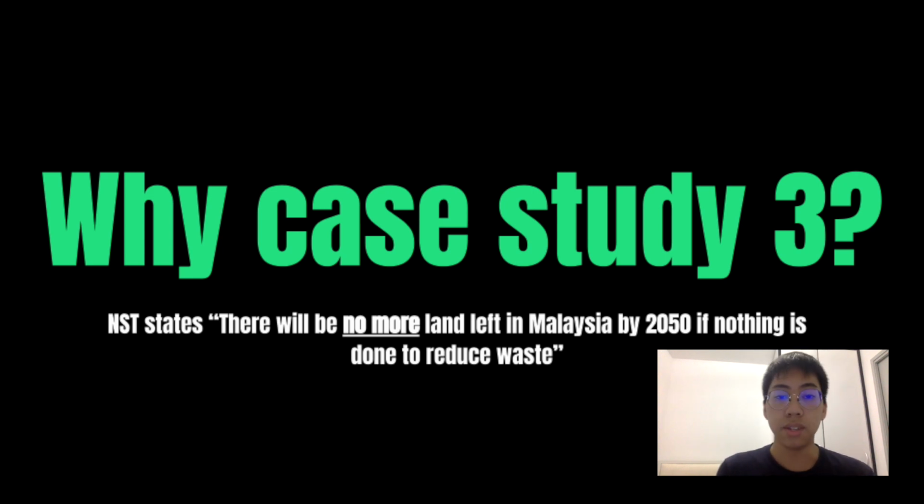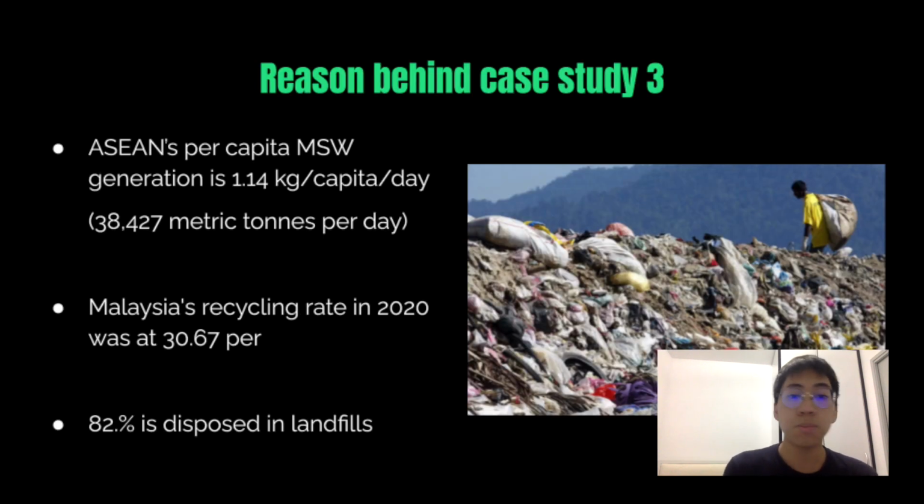Now, why did we choose case study number 3? We chose this case study as Malaysia's population is ever growing, and we know that Malaysia's per capita municipal solid waste generation is 1.14 kg per capita per day. That means that there are about 38,427 metric tons of waste generated per day, where 82% of said waste is disposed of in landfills. On top of that, Malaysia's recycling rate is actually below the average rate of 30.67% as of 2020.